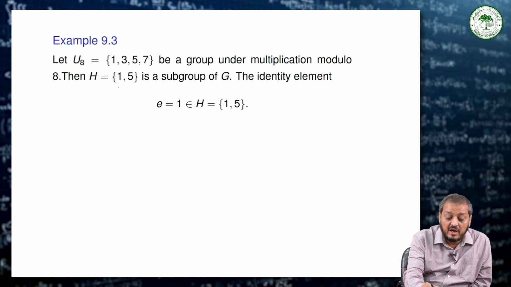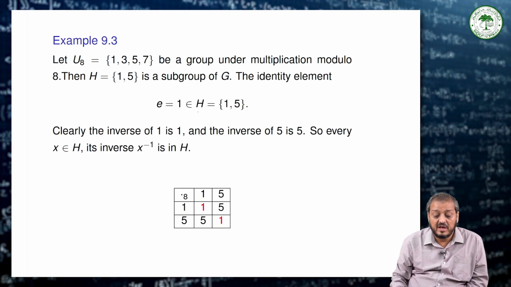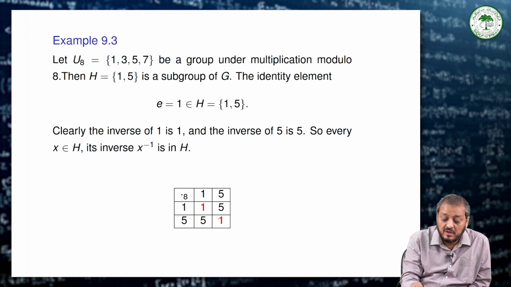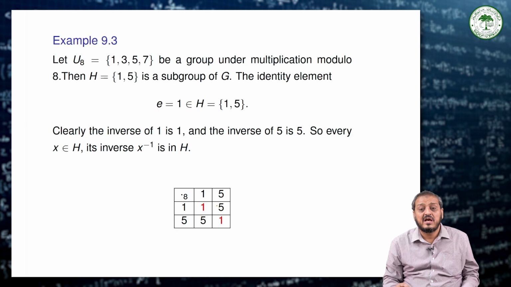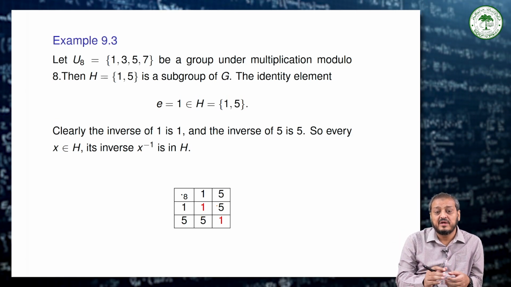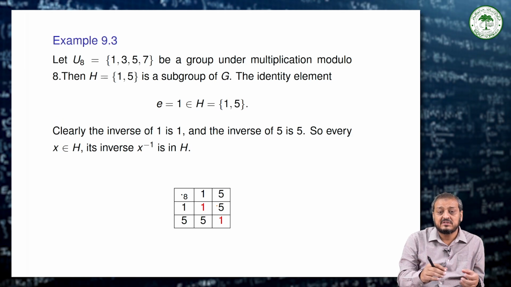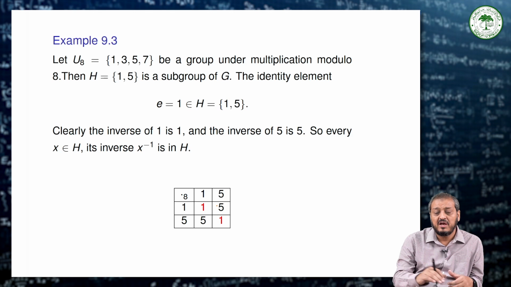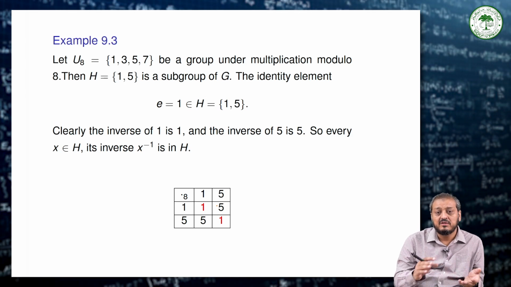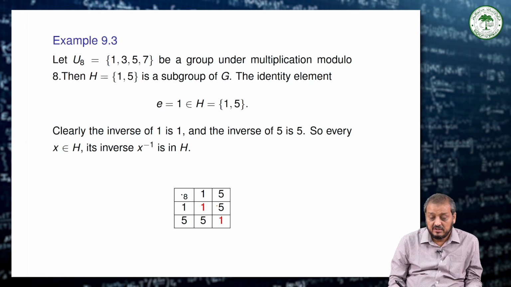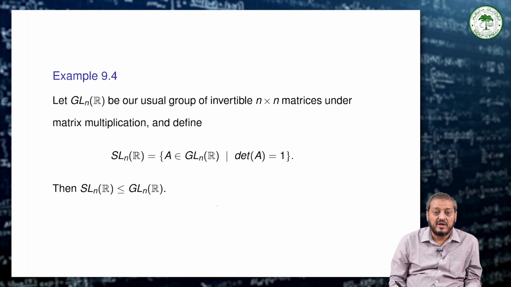The identity element is 1, and the inverse of 1 is equal to 1, and 5 is the inverse of itself. So this is clearly a subgroup, and for every element x in this subgroup, the inverse is itself: 5 is the inverse of 5, and 1 is the inverse of 1. So we can say that H is a subgroup of U8.